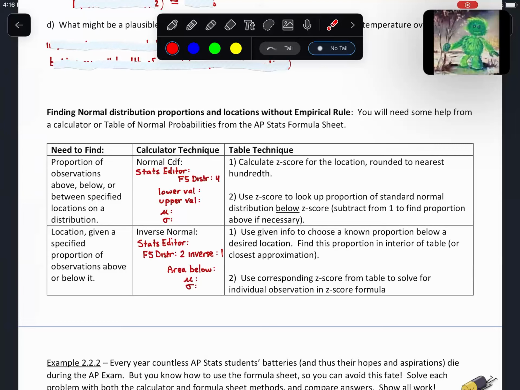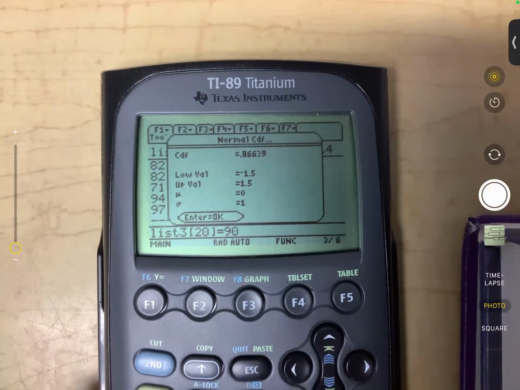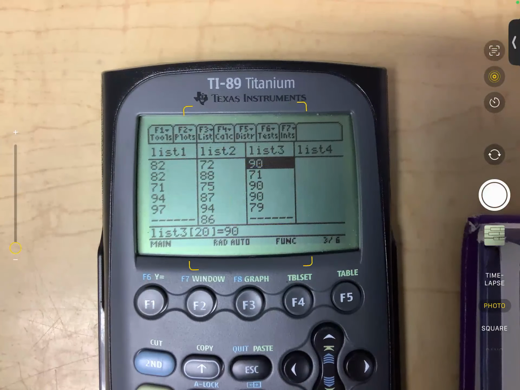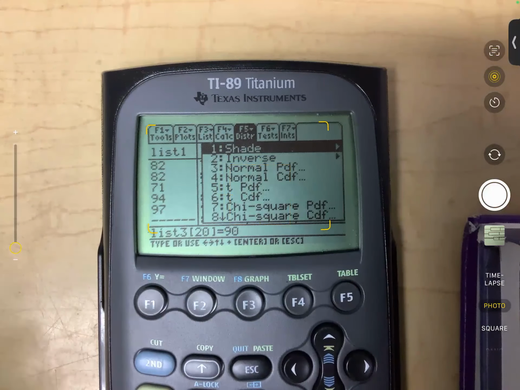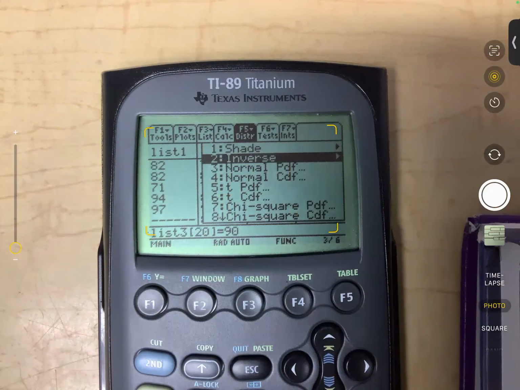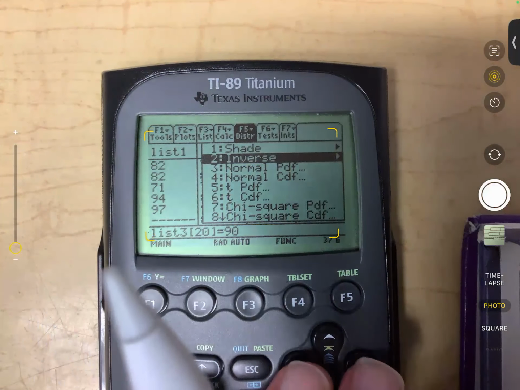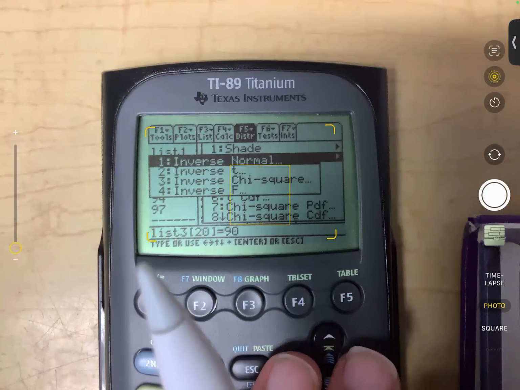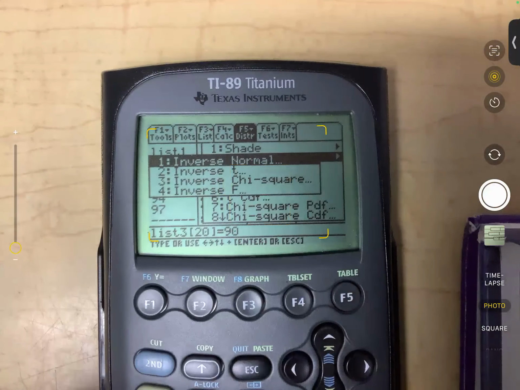I'm going to show you how to do that on the calculator real quick. Flip back over. Once again, we're heading to F5. If I'm going backwards with my calculation, I hope it would make sense that this choice, inverse, might be appropriate. This is the inverse operation of what we first looked at. So I'm choosing inverse, and the very first option within the submenu is inverse normal. We're going to choose inverse normal.